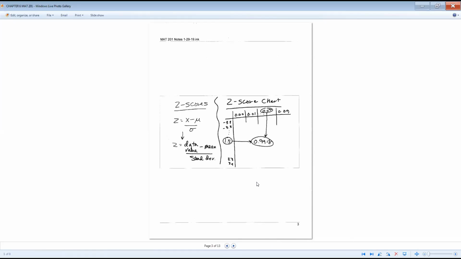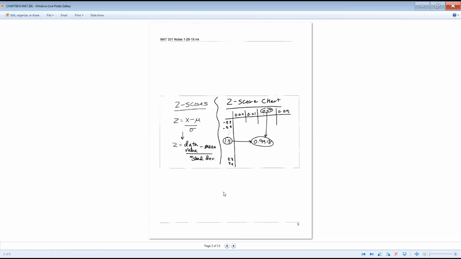All right, so we're going to use our z-scores. We talked about z-scores already, and now we're going to actually use the application of z-scores. Remember, it's your data value in question, minus the average, your mean, divided by the standard deviation. That's always going to be the process to standardize your data value, or in other words, to convert it to a z-score.